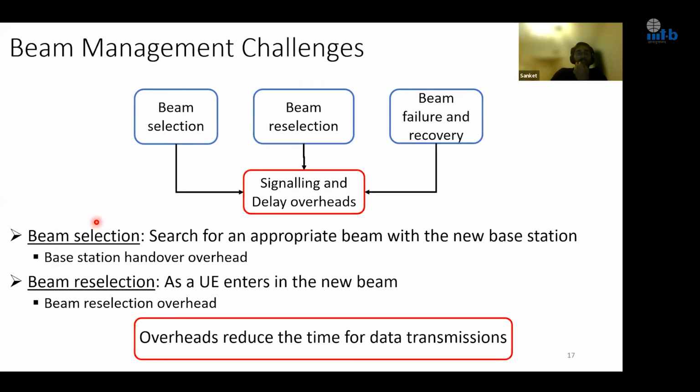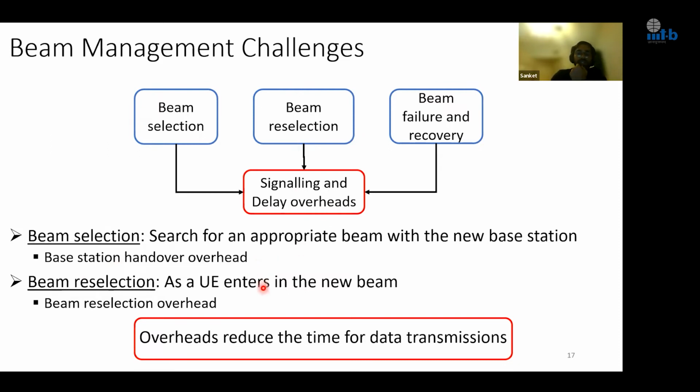Now, there are three key challenges in beam management. One is beam selection, which means searching for an appropriate beam with the new base station. This beam selection process is affected by the handover process because it leads to base station handover overhead. Overhead means that there is an interruption in the communication between the base station and the user.